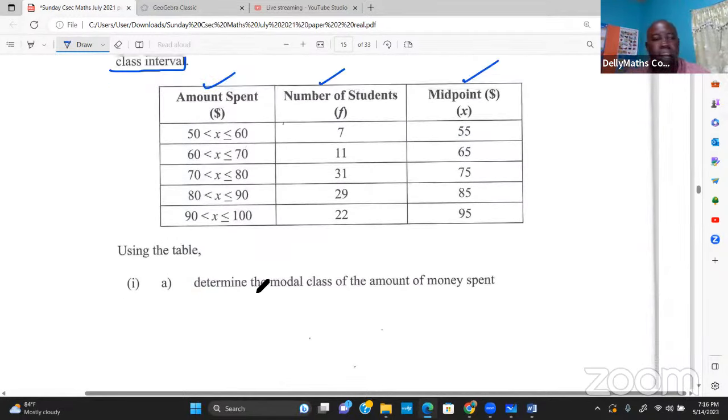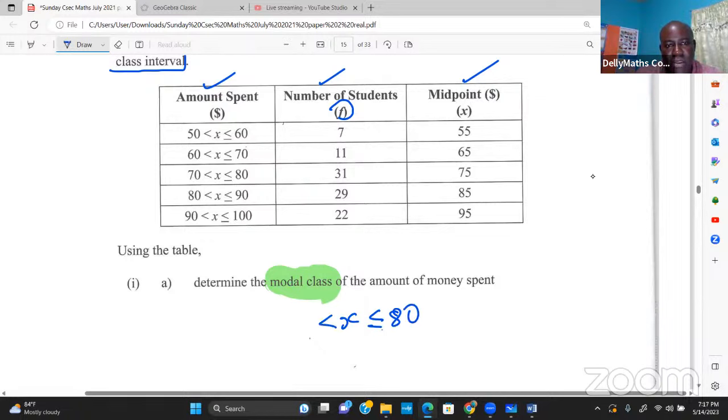Let us now look at what's going on. They said using the table, determine the modal class. Very importantly, we want to note that they said the modal class, not the modal score. Now, the modal class would be the class that occurs the most. So you look on your frequency to see which one came the most. So you're focusing on 31 and you go all the way over here. And the answer is X is less than or equal to 80, and greater than 70. That is the modal class. That's like a 1-mark question anyway.